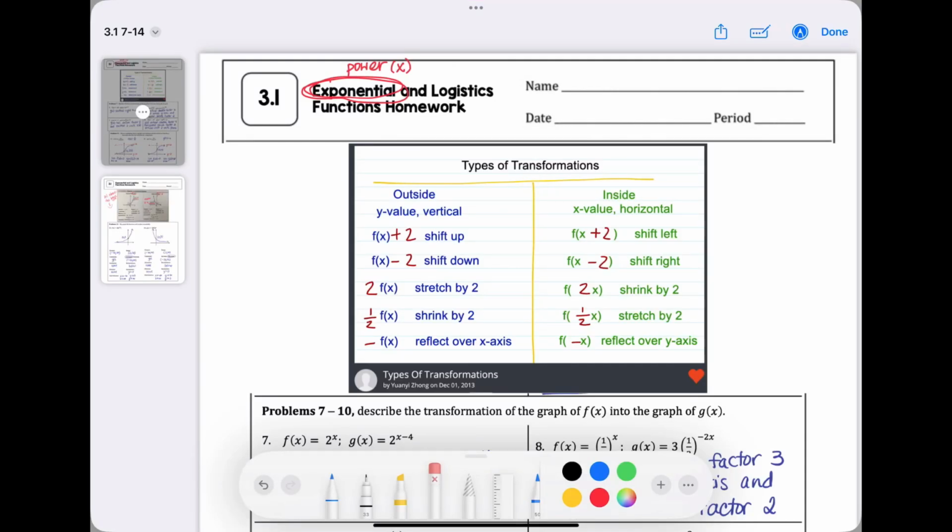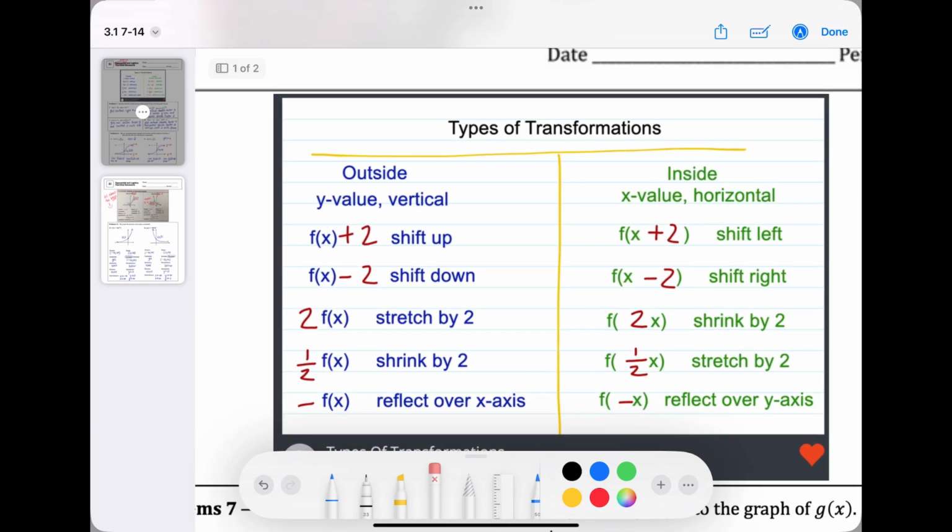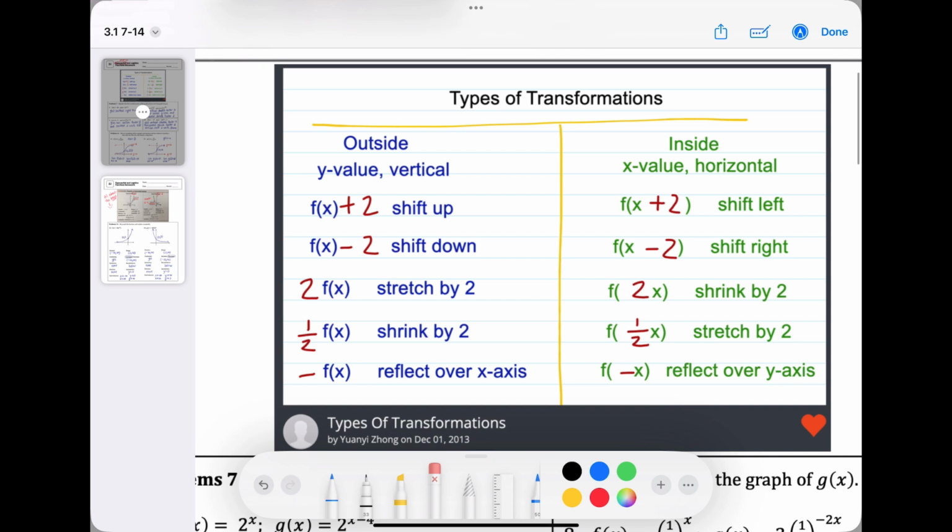In this video, we're going to have a quick review over the transformation. Now recall, exponential function, the trouble is in the power. So, when we talk about the transformation, recall what we said about outside, inside, outside, inside. The way for me to separate it is everything outside will belong to my y value. That will be vertical, okay?